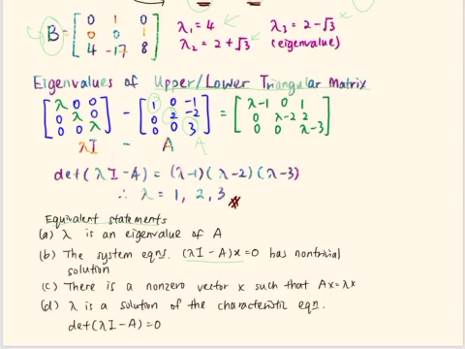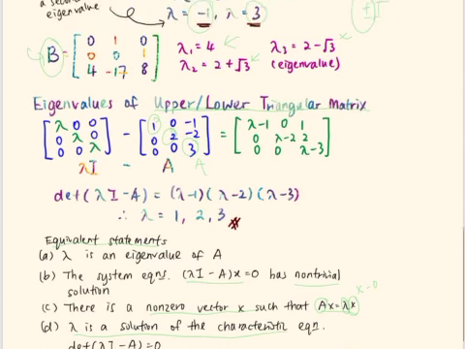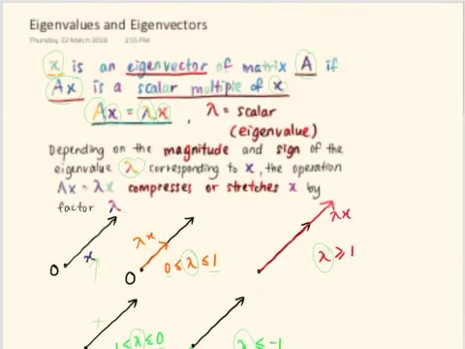The equation lambda I minus A multiplied with vector X equals 0 has a non-trivial solution, and there is a non-zero vector X such that AX equals lambda X, because if your X is the 0 vector, then there's no meaning, since the 0 vector you can multiply with any matrix or any lambda to get the values, and it doesn't contribute anything. So lambda is a solution of the characteristic equation. And that's all for this basic introduction of eigenvalues.